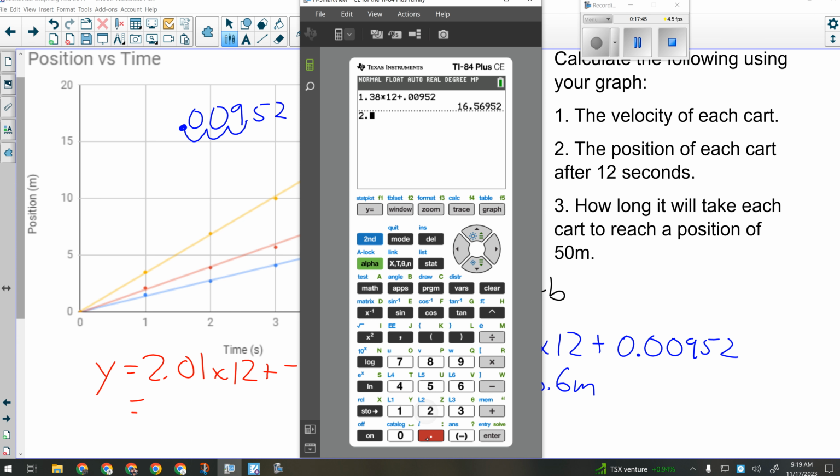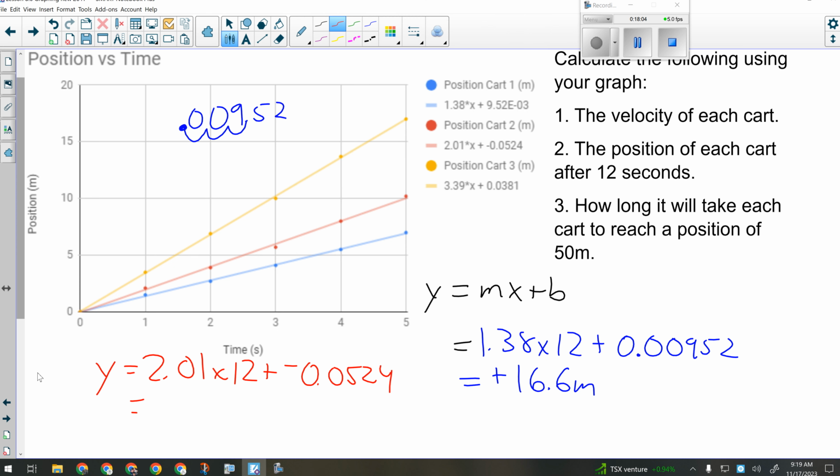Okay, so 2.01 times 12, and then we'll just subtract. What was it? Negative 0.0524. Okay, so we have 24.07. So 24.1 meters. Okay, does it make sense that the red cart should have a higher position after 12 seconds? It does, because the red cart is going faster. So in the same amount of time, it should go further.